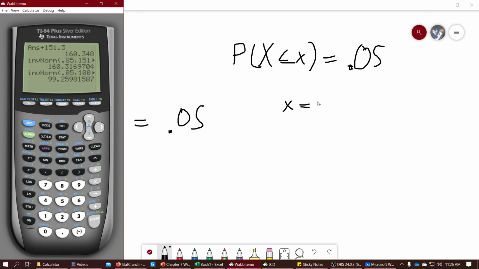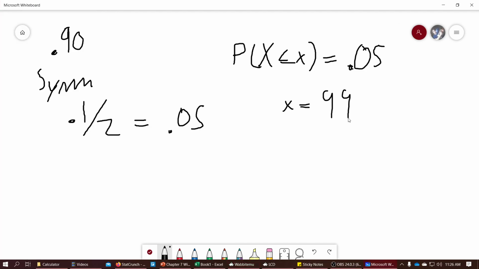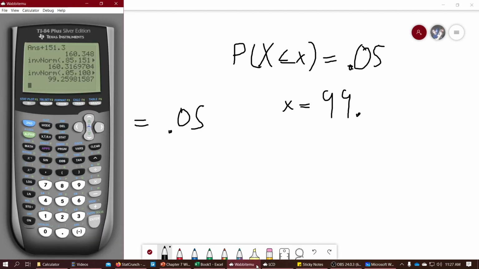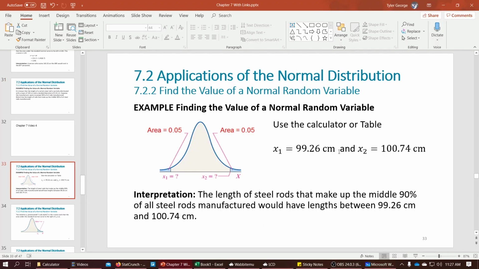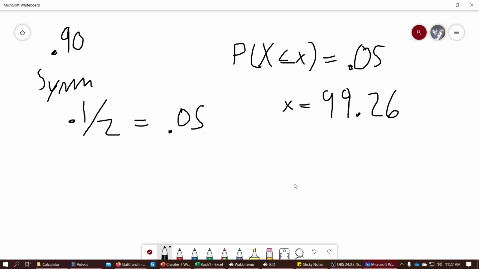And we get an x value of 99.26. Okay, does that match with what they gave us here in the PowerPoint? 99.26. Now, we could go back and rewrite these probabilities so that we can get x2, or we can remember that the normal distribution is symmetric. This is where the original thinking comes in.